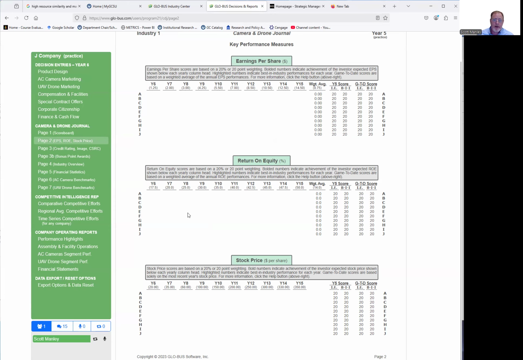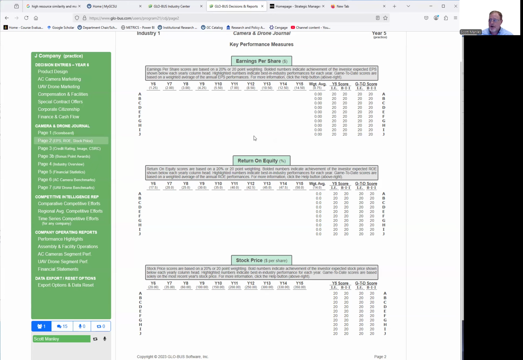Return on equity, historically, you made about a 15% ROE. Current year's expectation is 17.5%, then goes up to 20%. By the end of year 13, it's 45%. You see stock price is the third quantitative score. The investors' expectation is that your stock price is going to increase from $12 a share to $20 a share, then 35, and then by the end of year 13, you should be trading at about $300 per share.